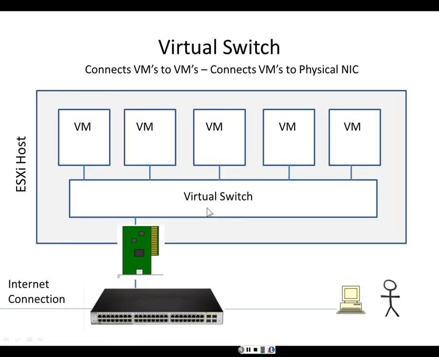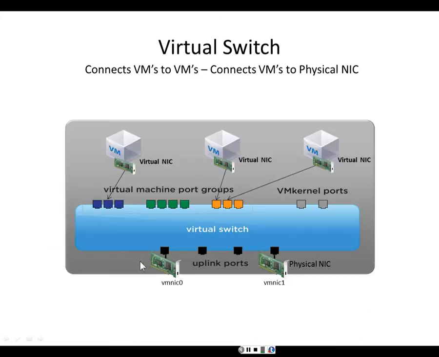A virtual switch is a piece of software that connects virtual machines to each other and virtual machines to the physical network interface card. Here is another diagram that really shows the same thing. The gray box is the ESXi host. The blue box is the virtual switch. The virtual switch hooks virtual machines to each other and connects virtual machines to the physical network interface card.